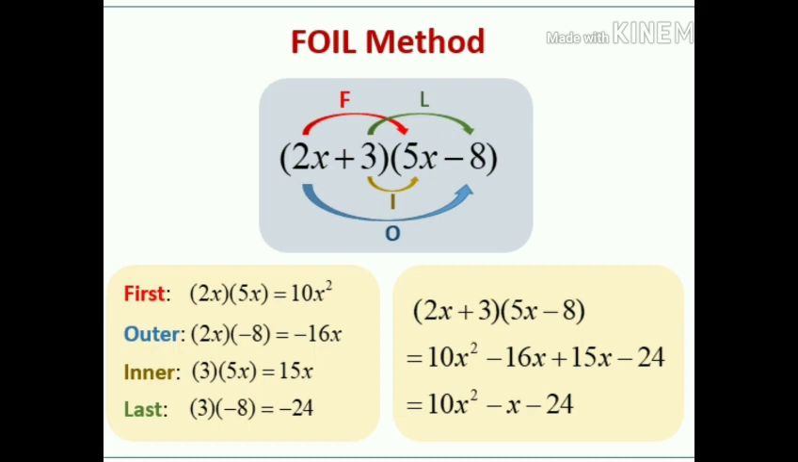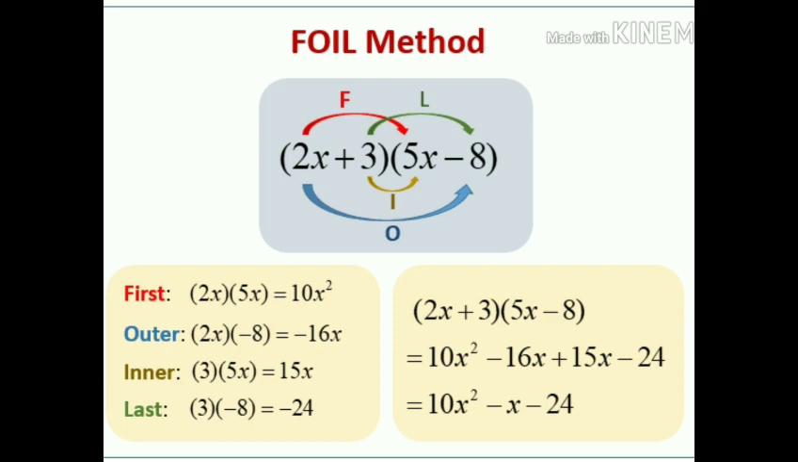Next step is the outer. You need to multiply the outer terms of the given. So the outer terms are 2x and negative 8, and the answer is negative 16x. Third step is the inner. You need to multiply the inner terms of the given. So the inner terms are 3 and 5x. So 3 times 5x equals 15x.